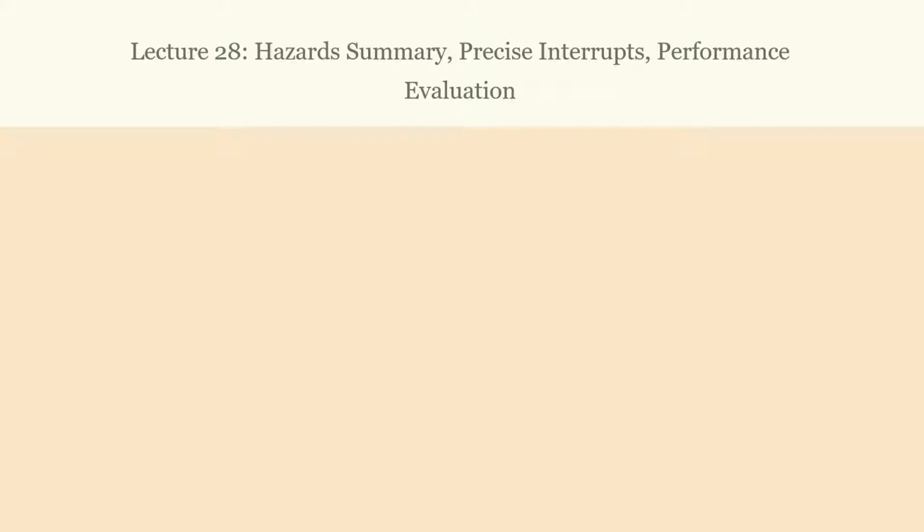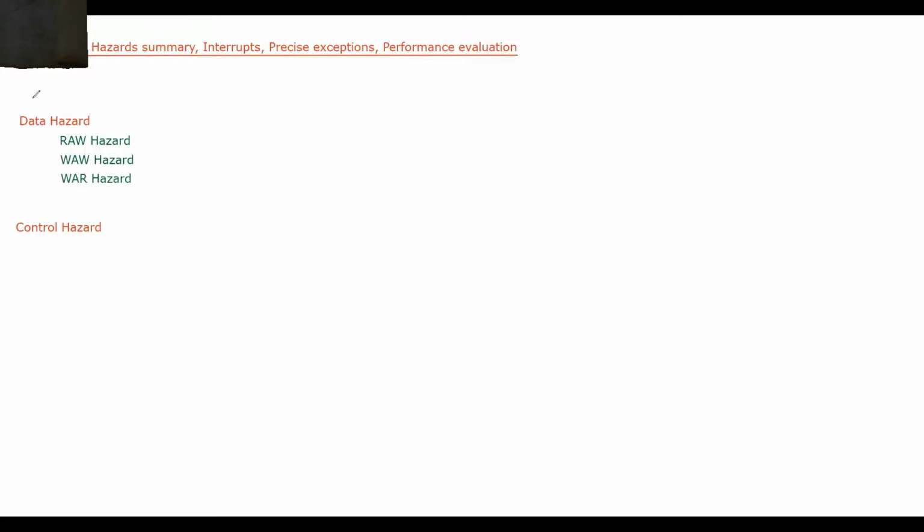In this particular lecture, we will summarize the discussion that we started in lecture number 27 and 26. That is, we will summarize the different types of hazards. And after that, we will discuss the interrupts and the performance of the processor. Basically, we will be wrapping up the entire processor pipelining chapter.